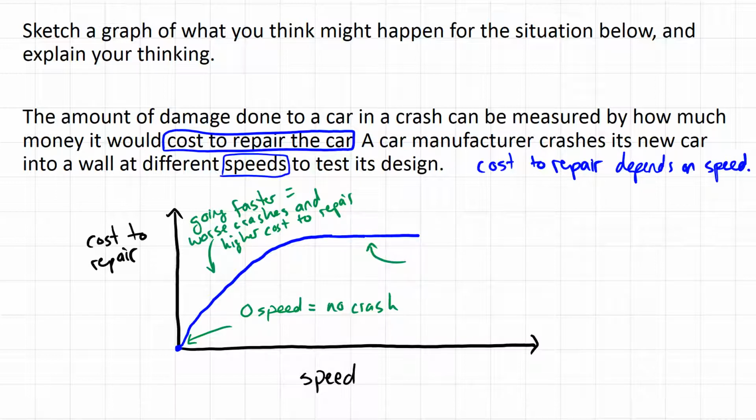And then finally, that leveling off, we can say that we reach a maximum cost. Maximum cost is to replace the car completely. And so again, your graph might look a little bit different. Just make sure that you have fully explained your thinking for why the graph is shaped the way that you have it.